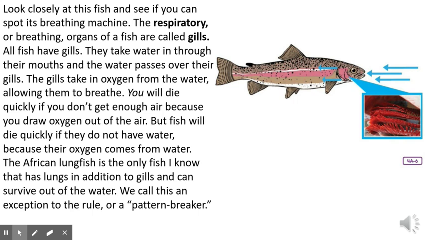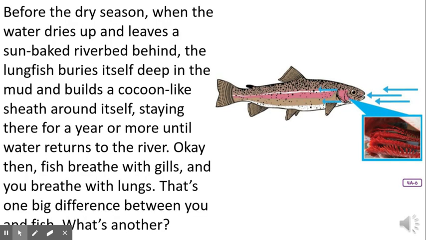The African lungfish is the only fish I know that has lungs in addition to gills and can survive out of the water. We call this an exception to the rule, or a pattern breaker. Remember this one, we'll write it on our chart. Before the dry season, when the water dries up and leaves a sun-baked river bed behind, the lungfish buries itself deep in the mud and builds a cocoon-like sheath around itself, staying there for a year or more until water returns to the river.